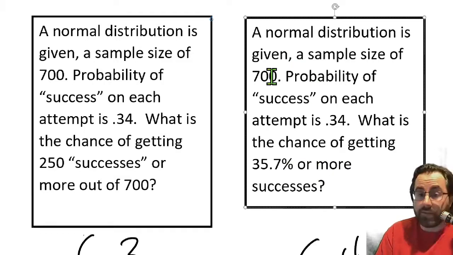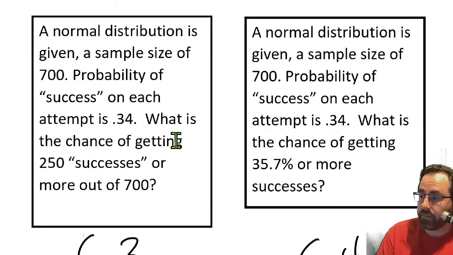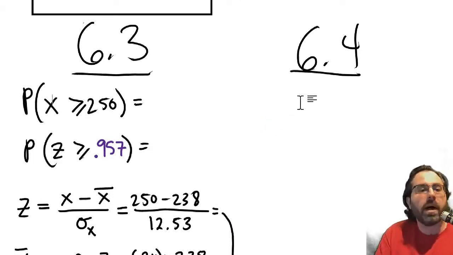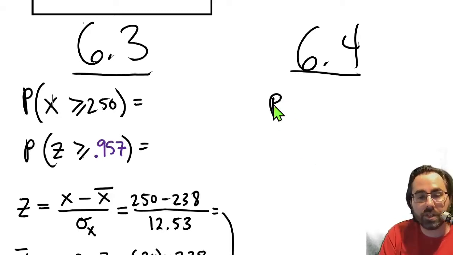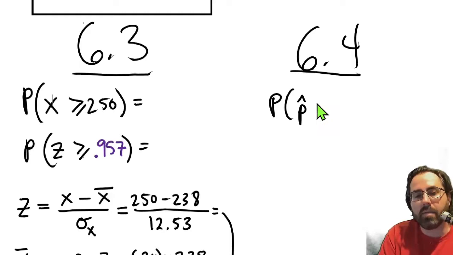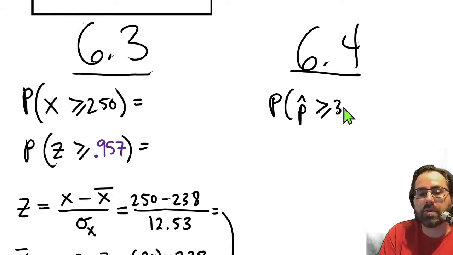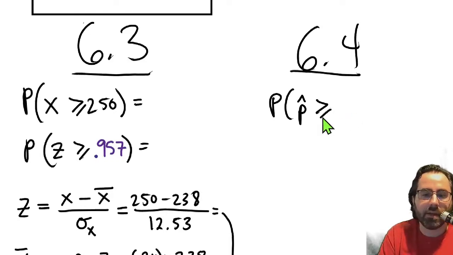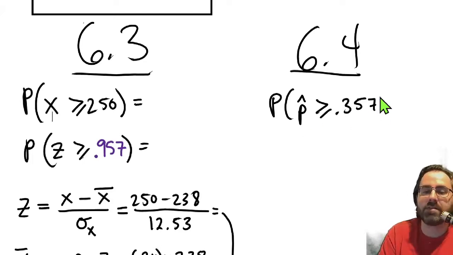All right, we have the same sample size, same probability of success. That's on purpose because it should be the same as this one. Let's do it. So we're asking, what's the probability that our proportion from our sample, and for our proportion from our sample we use p with a little caret, which we call p hat, p hat being larger than or equal to 35.7%. But I'm going to write that as a decimal just to be accurate. So what's the probability of our proportion being 0.357 or greater?